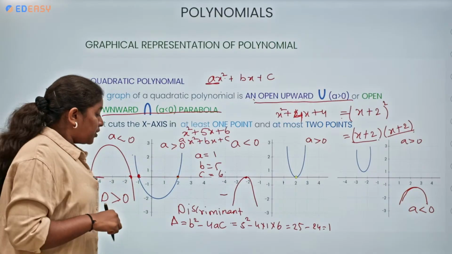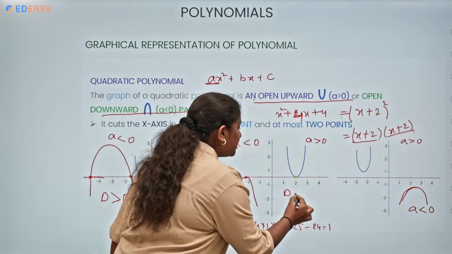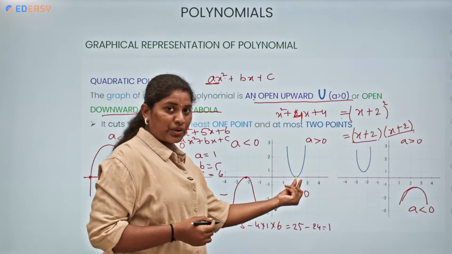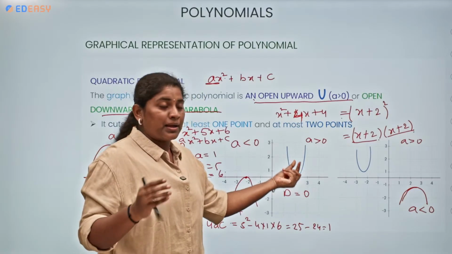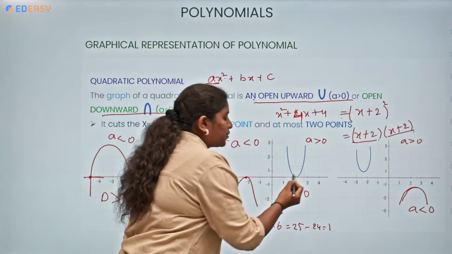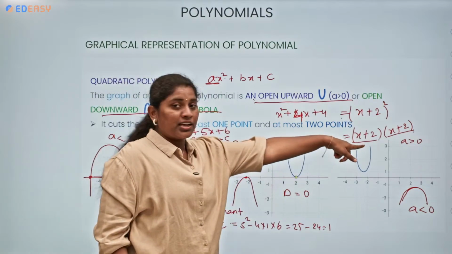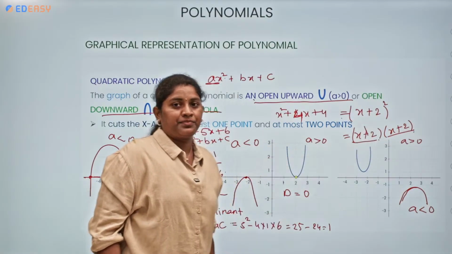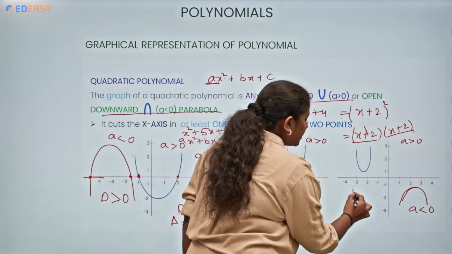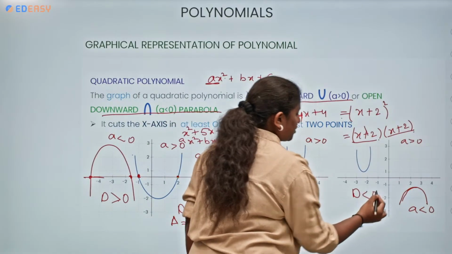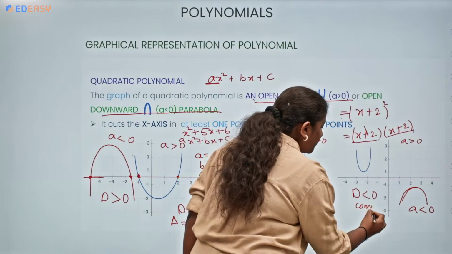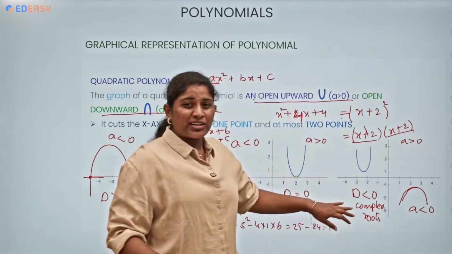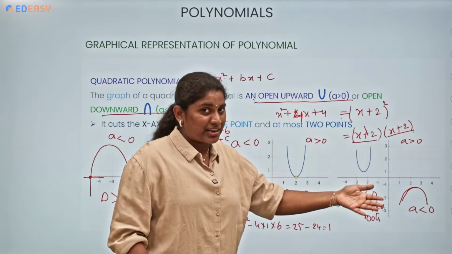Now, if the discriminant equals 0, then you have two roots which are real, but the roots are equal. Like we got two factors x plus 2 and x plus 2, but here the zeros are the same. And if the discriminant is less than 0, we will get complex roots. What these complex roots are, we will discuss in quadratic equations.